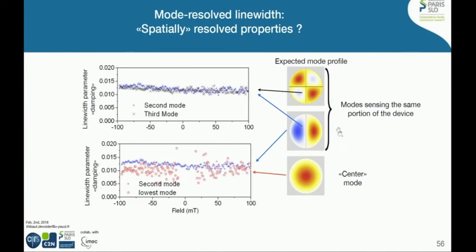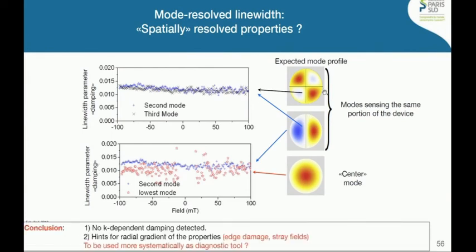From this I would say, since these 2 have the same effective damping, there is no dependence on the K vector, or at least it's not observed in my devices, contrary to what other people have observed in larger devices made of permalloy. But the main difference is that they sense different areas, so you can use spin wave spectroscopy to have a qualitative understanding of the radial gradients of the properties in devices, and this is a tool that we should think of using more systematically.